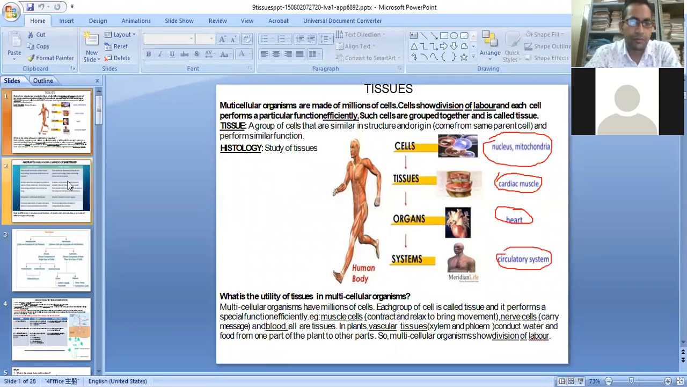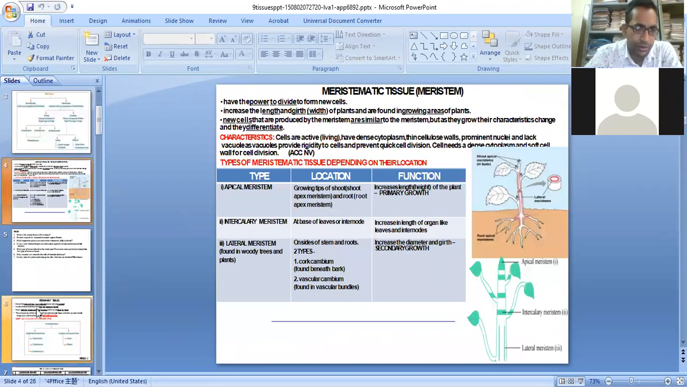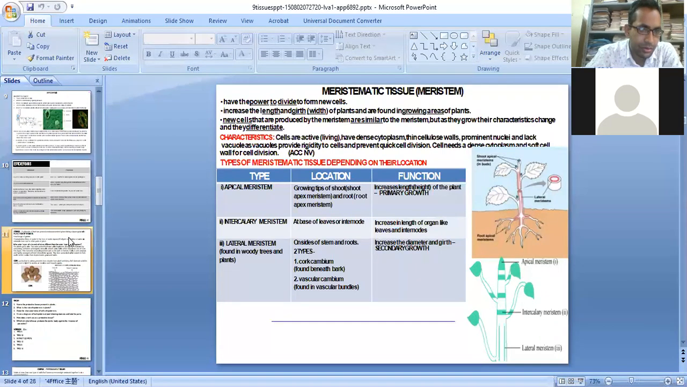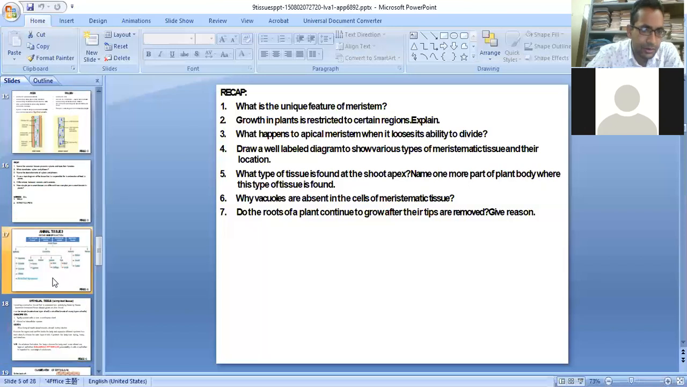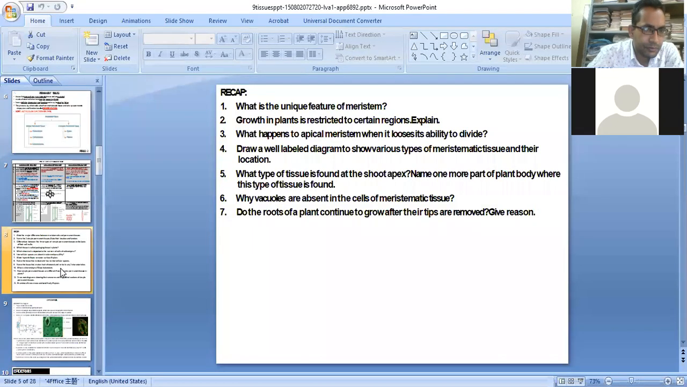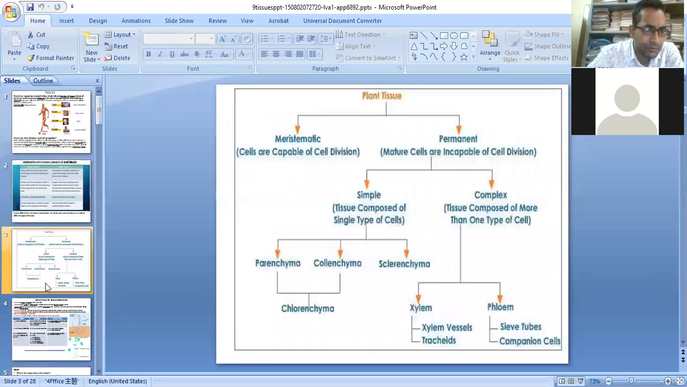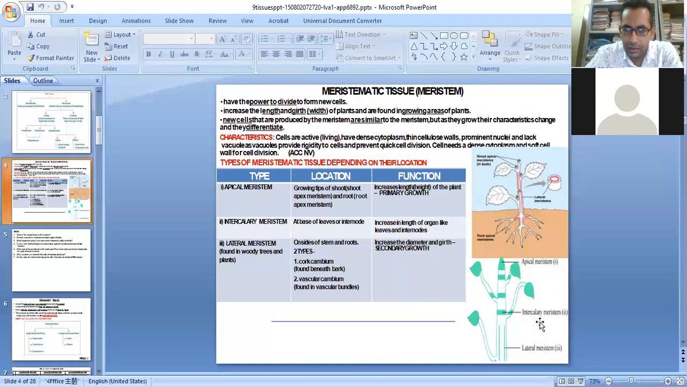Moving next. There are animal tissues and there are plant tissues. So we have studied the epidermis; we'll skip some slides. Well, this slide is gone. There was a slide on the epidermis. I think that slide was deleted by mistake. So this is the figure. You can just see this figure.